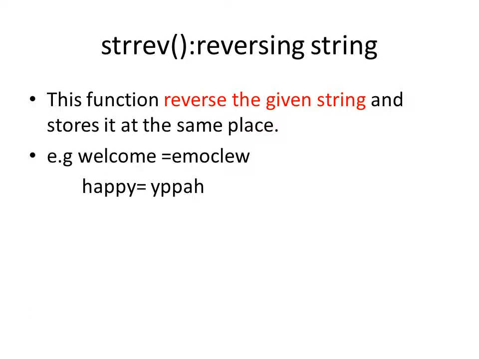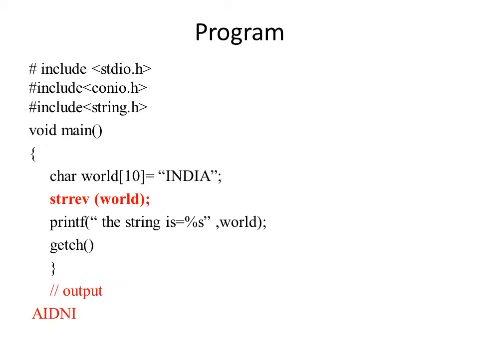Similarly, the next one is strrev, which is going to reverse the string. This function reverses the given string and stores it at the same place. For example, if the original string data is welcome, it is going to be reversed. That is, the last E will become the first one and the first W will become the last one. So each and every element within the string is going to be reversed. This is the functioning carried out by the string reverse function.